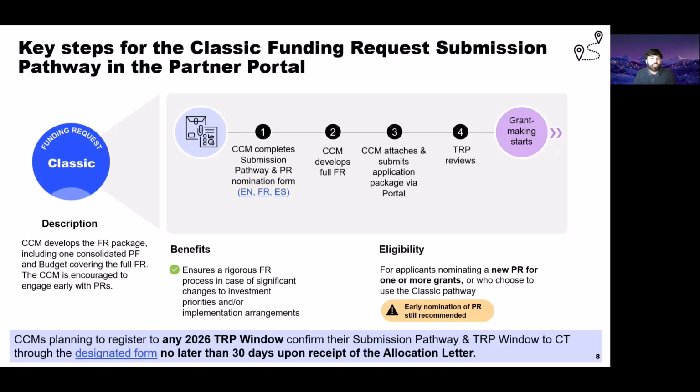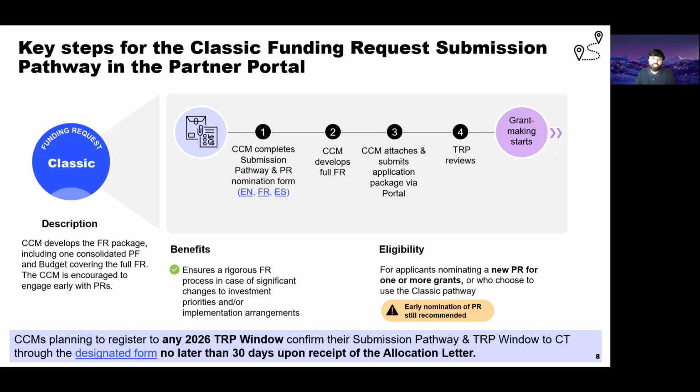CCMs will be able to download the funding request package in the partner portal, and then they will be able to complete the documents as normal, like in the past. Once these documents are completed, we move to step 3, where the CCM will then attach all the documents and submit their funding request package in the partner portal. Once the CCM has submitted this package, the Global Fund country team will then submit the funding request to the TRP, for which the TRP will do the review, and then ideally grant making will start.